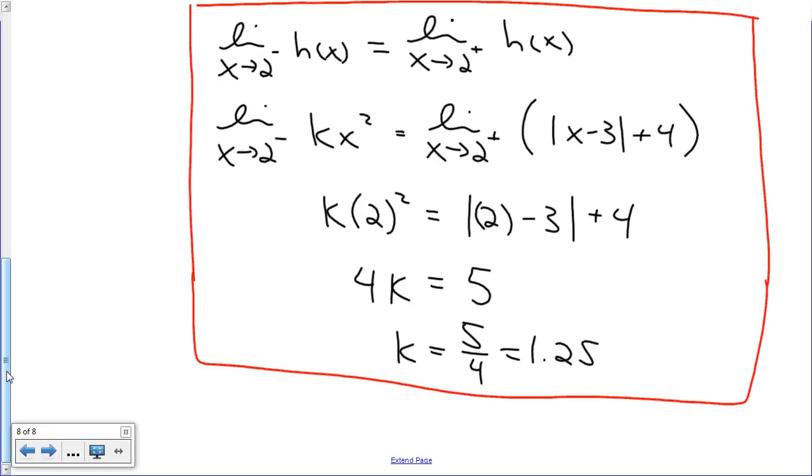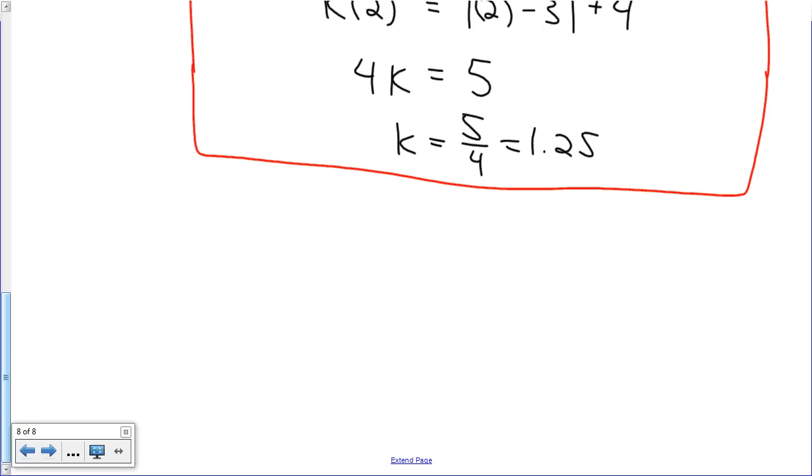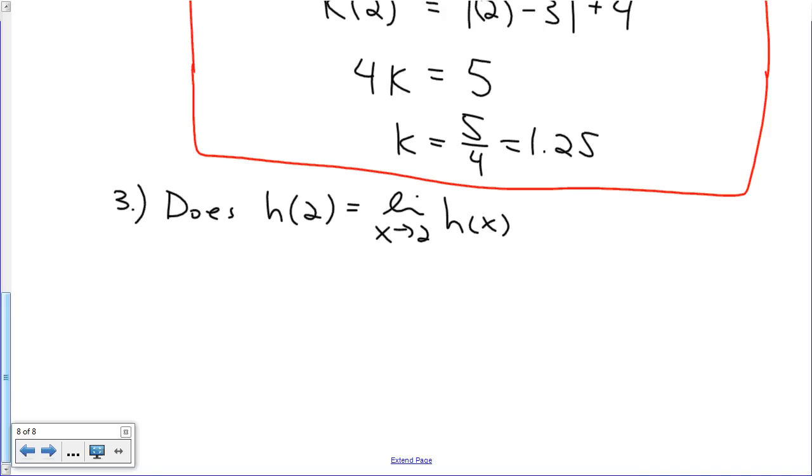Okay? But I'm going to go ahead and put up the third part of the definition of continuity, just so we remember what it is. The third part was we have to figure out: does h of 2 equal the limit as x goes to 2 of h of x?